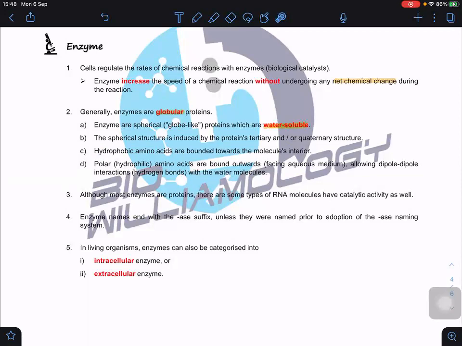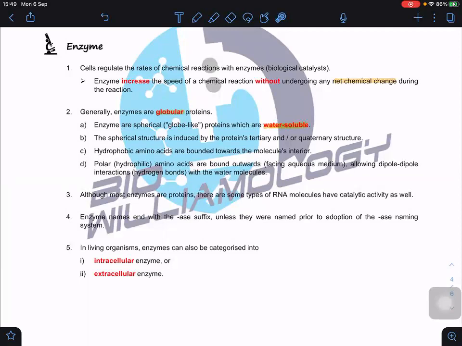Now, this is something extra for you. Even though most enzymes are proteins, we do have some types of RNA molecules that have catalytic activity as well, right? But we don't call them enzymes. Are you clear? We don't really call them enzymes because they are RNA.